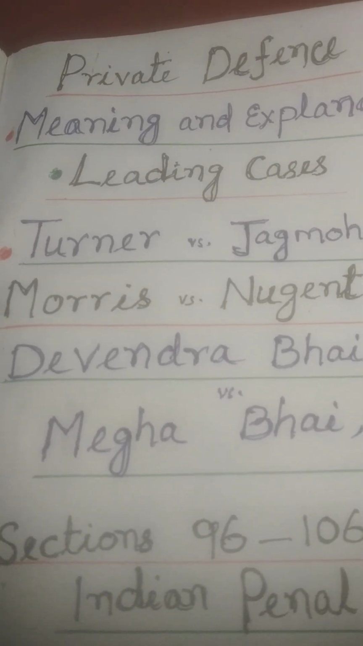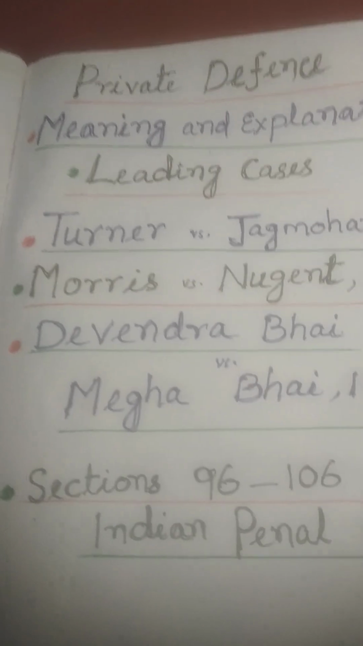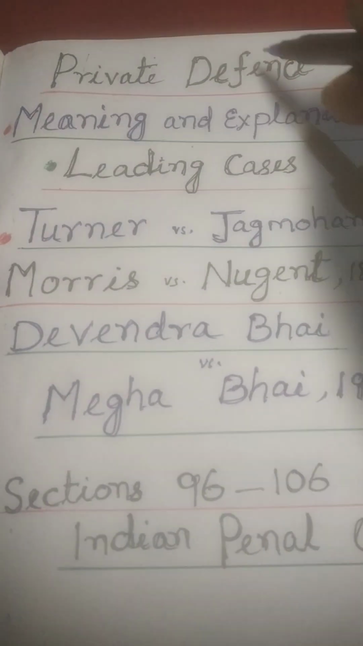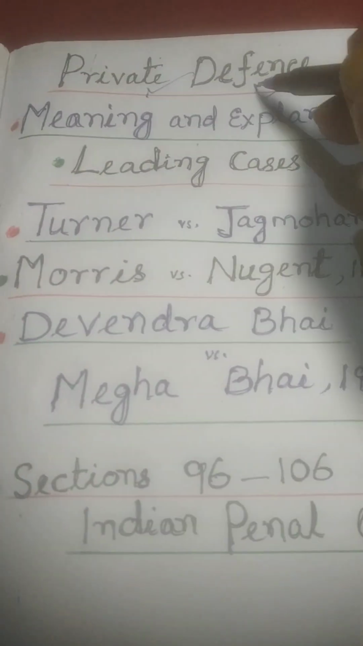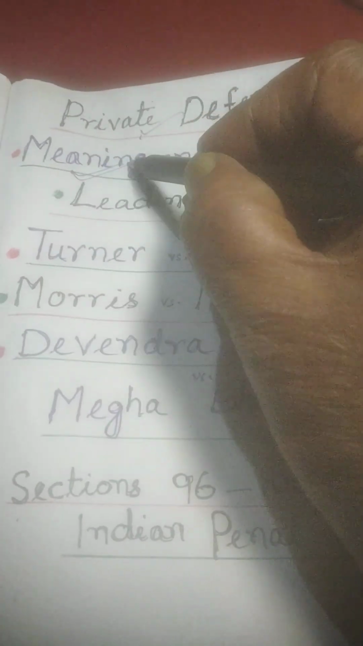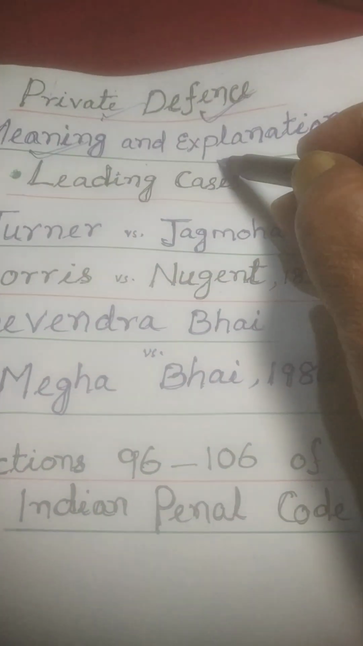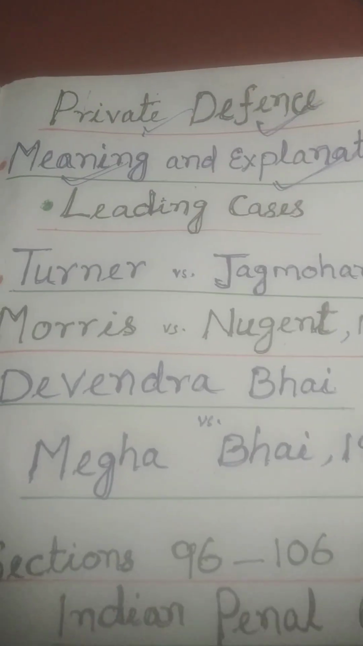The fifth or last exception regarding liability in tort is private defense. So, what exactly does private defense mean? We'll discuss the meaning of private defense with explanations relating to private defense.